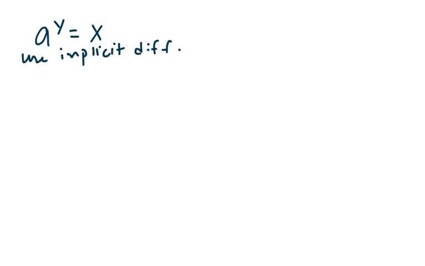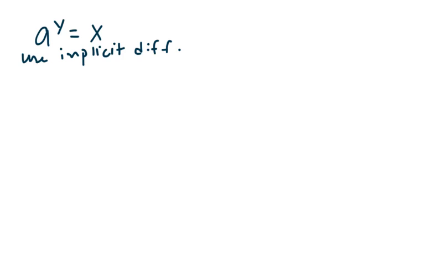And if we do that, we get a to the y equal to x. Okay. Now I'm going to use implicit differentiation. So I use implicit differentiation, I'll just abbreviate that. And we're going to find dy dx.